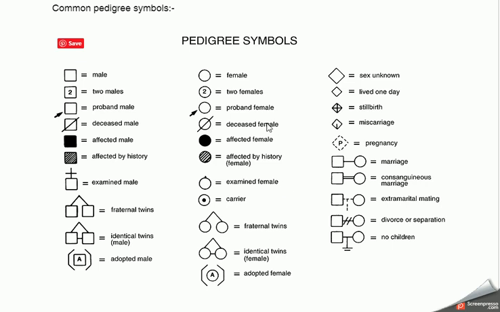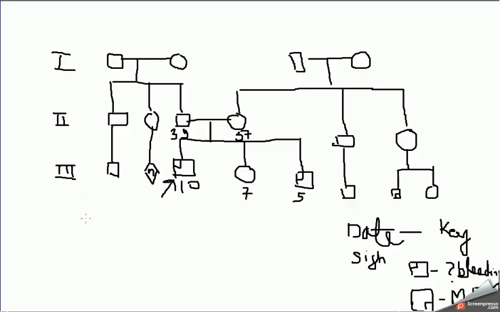Then adopted males, and for females the same types, and the dot in the center is showing a carrier, examined female, and again the same, and these are adopted females. Some others are used like sex unknown, or lived one day, in a very small size. Actually these are not commonly used. Miscarriage is actually not denoted only by this. These are the symbols they use nowadays.